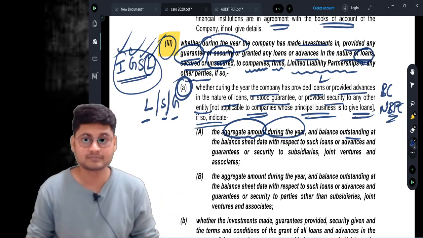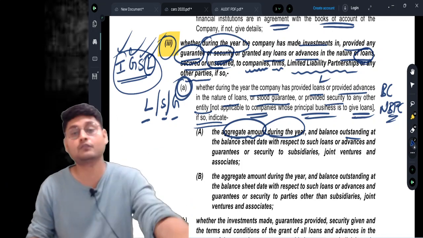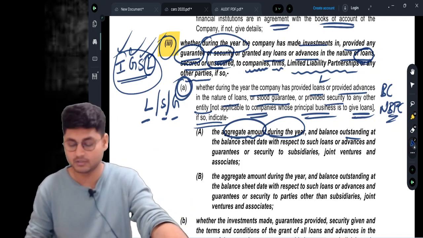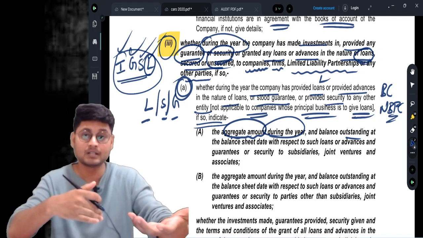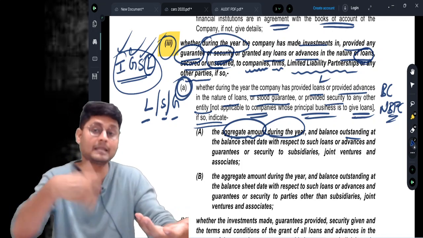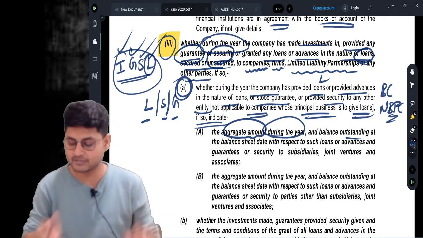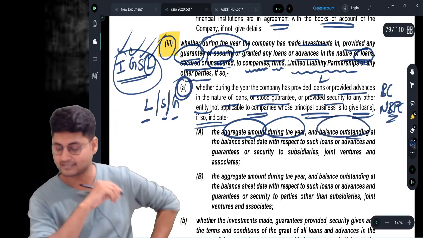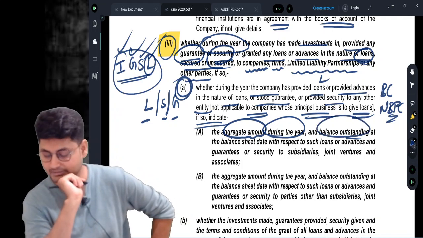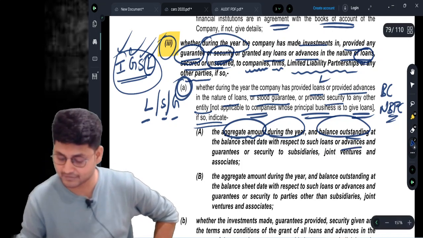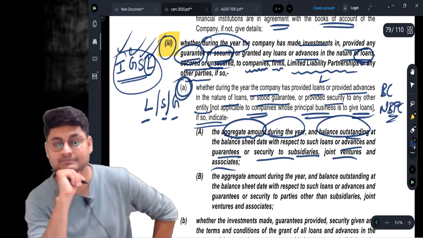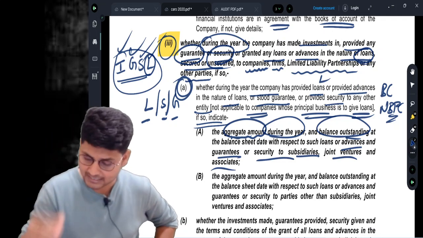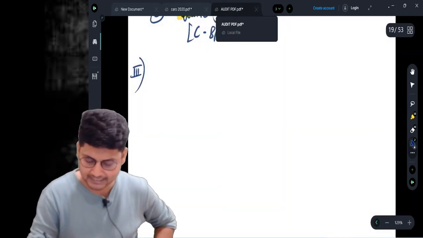because the amount you have given and the closing balance may be different, because the amount you have given is the amount of outflow. However, closing balance is something different, there may be repayments also that you need to reduce and keep the outstanding balance. Okay, I guess you're all getting the point. Of such loans and advances and guarantees and securities to subsidiaries, joint ventures and associates. So let me now write some detailed notes for the same.